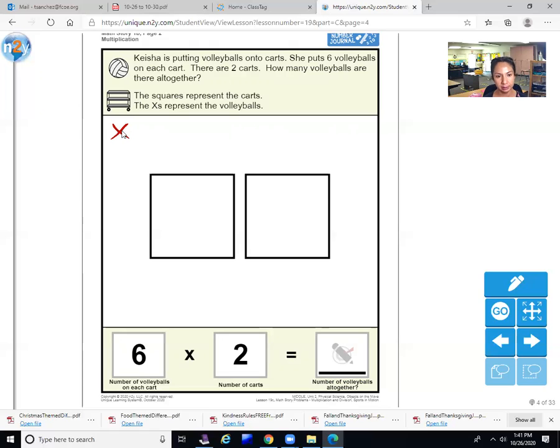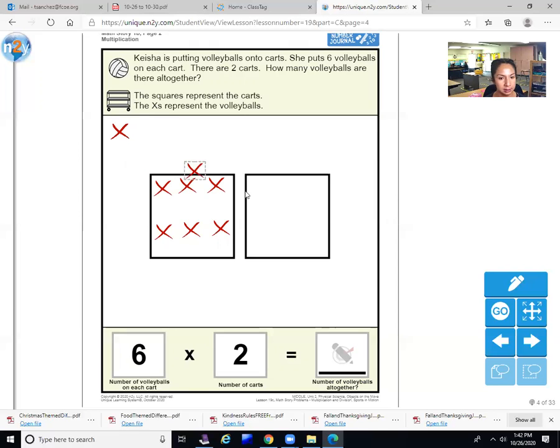So let's move. These are the volleyballs. So let's put 6 here. 1, 2, 3, 4, 5, 6. Okay, there's 6. 1, 2, 3, 4, 5, 6. Okay, so how much do we need to put in the other square? The same amount, right? 6.